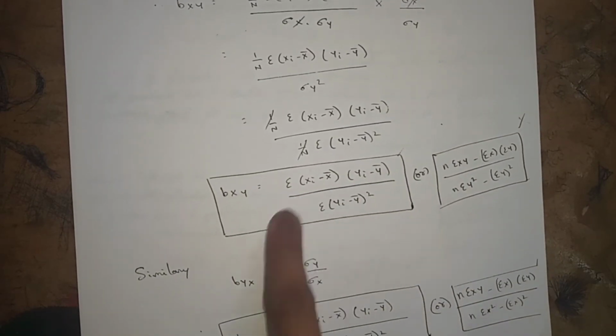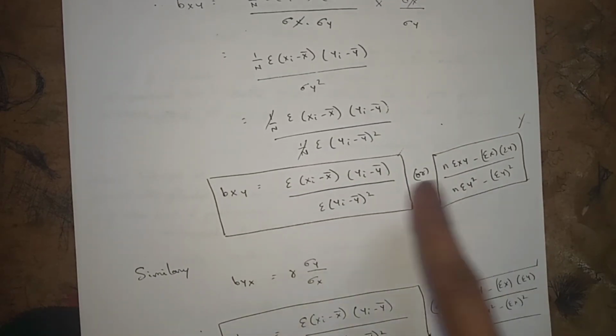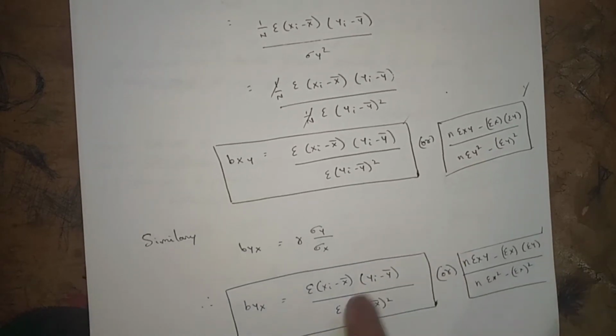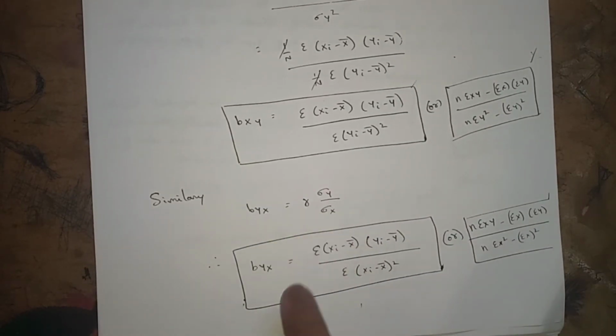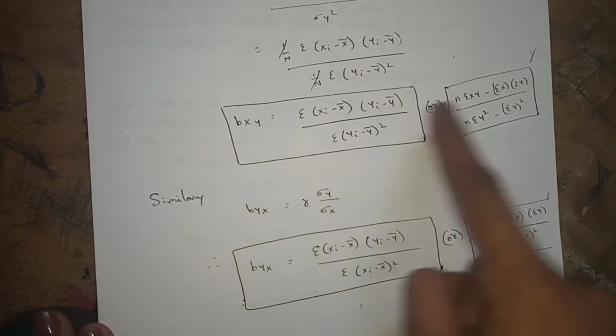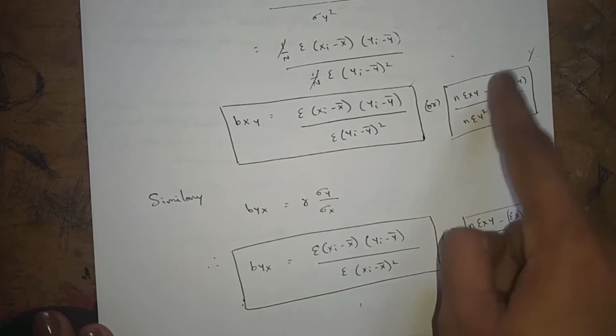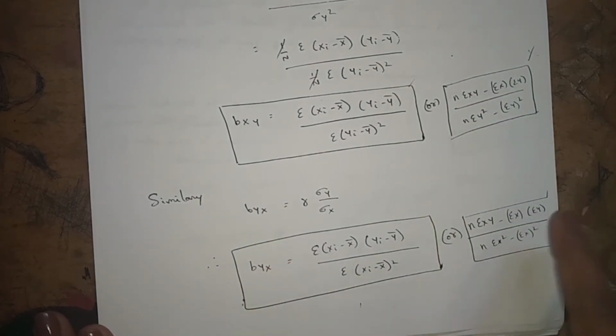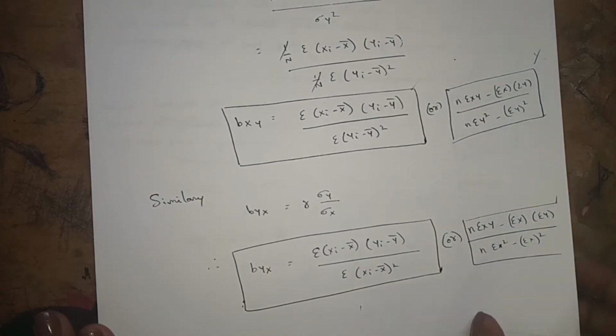bxy is equal to the formula we derived. Either this or this, both are the same. Similarly, we can write byx is equal to either this or this one, we can derive. bxy is equal to this formula, byx is equal to this formula. Remember these important formulas. To do the problems, this is very useful.